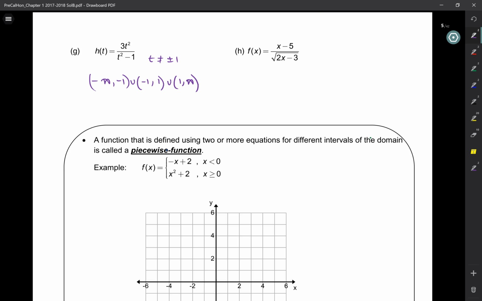Any issues with the numerator for H? No. Polynomial function gets a free pass. It's fine. What about the denominator? So, 2x minus 3 greater than or equal to 0? It can't, so greater than 0. It would have been greater than or equal to 0 if that root was in the numerator. But since it's in the denominator, it has to be greater than 0. It cannot equal 0 either. So x is greater than 3 over 2, strictly greater. So 3 over 2 to infinity.